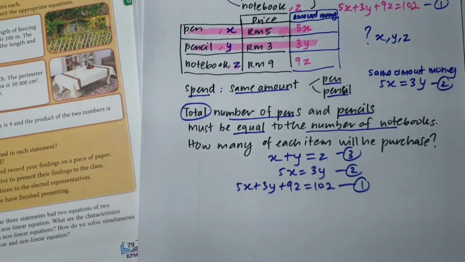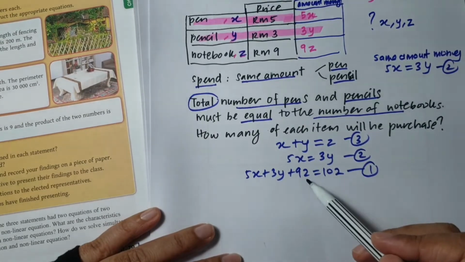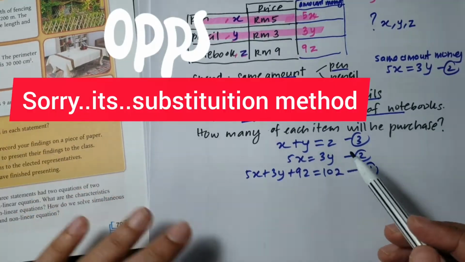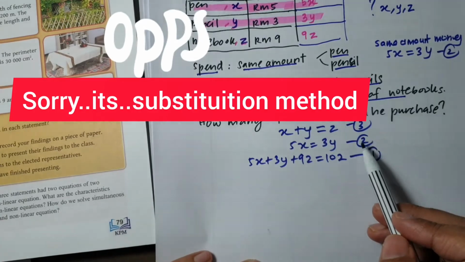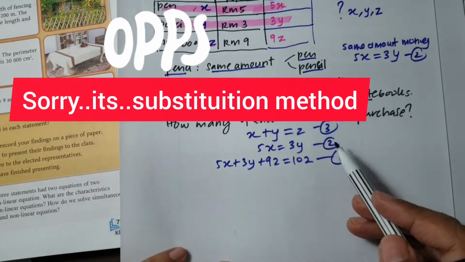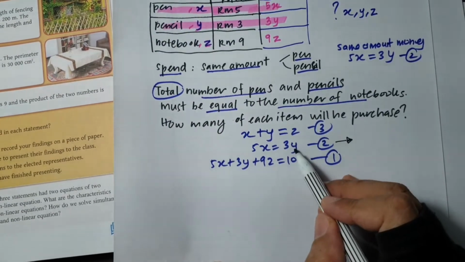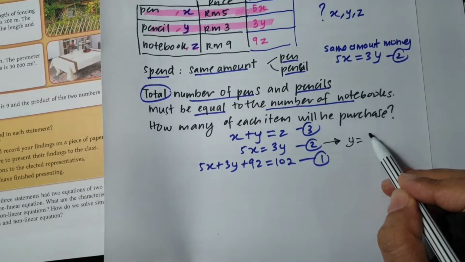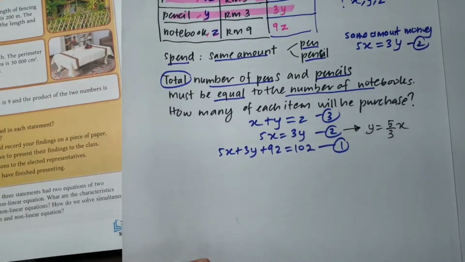So now you want to find x, y, and z here. Since this one, better you use the elimination method, right? So from here, I think I want to make y as my subject. From equation 2, if you make y as your subject, it will be 5/3 x.